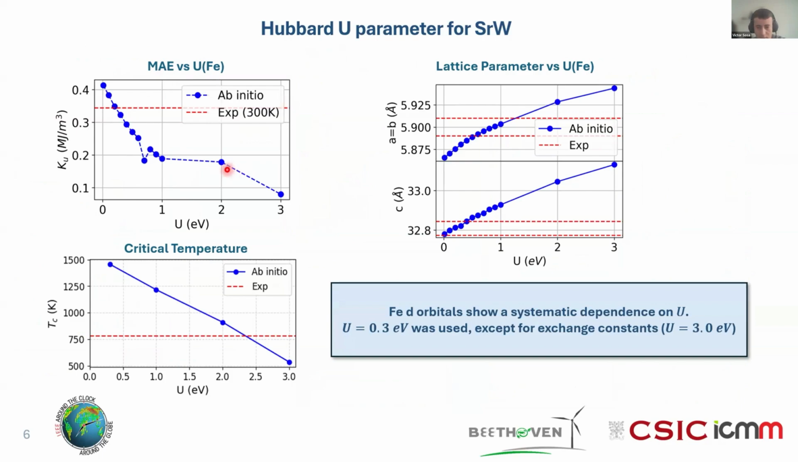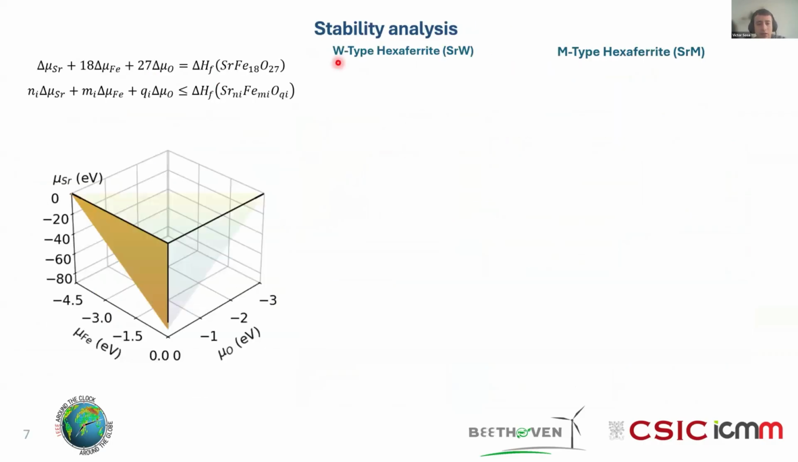So we calculate the properties for different U values. First, we study the stability. In order to do that, we calculate the enthalpy of formation and the stability region. The stability region basically gives us the region where the compound is going to be the most stable one compared to the competitive phases.